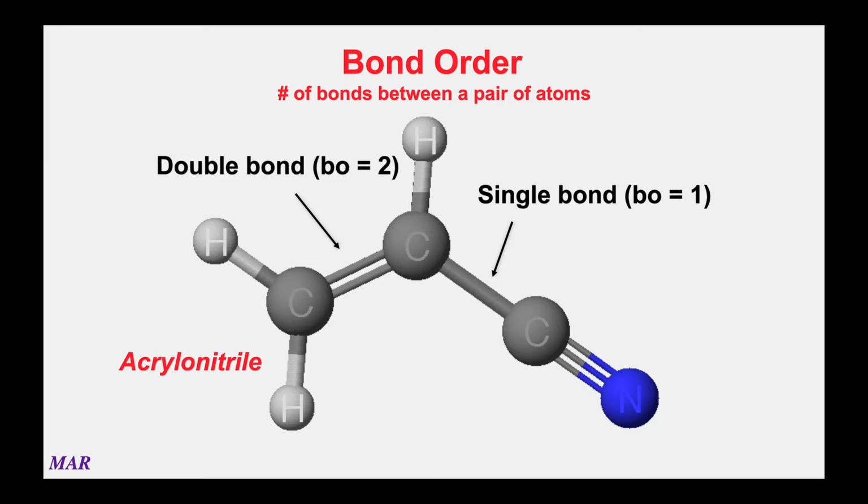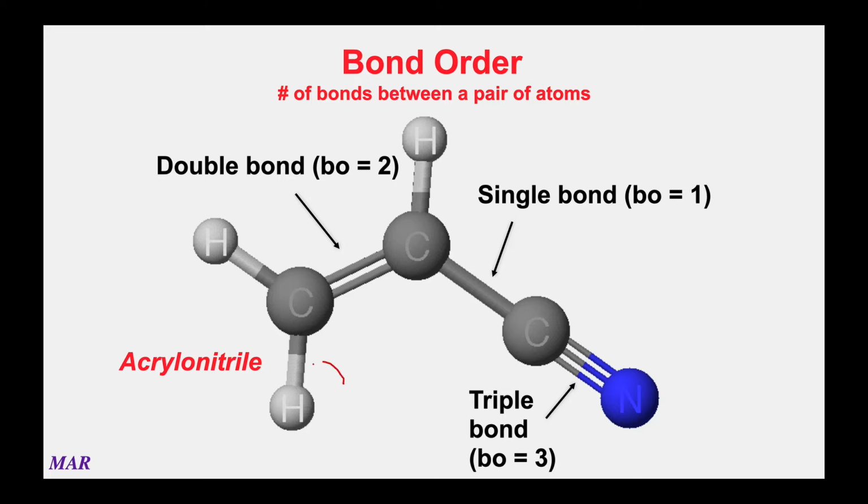Double bonds have a bond order of 2. So if you see a double bond, write the bond order of 2. And finally, you can probably imagine if you have a triple bond, that's going to be a bond order of 3. So in this molecule, there's quite a few bond orders of 1.